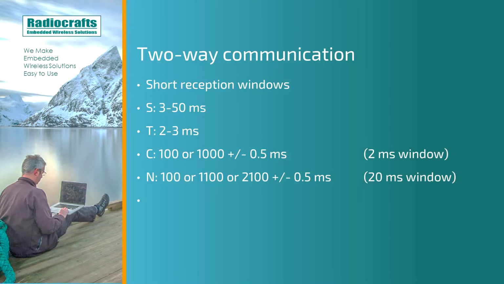In the C mode, the listening window is delayed either to 100 milliseconds or 1000 milliseconds, that is 1 second after the transmission. And typically the listening window is only 2 milliseconds long. In the N mode, we listen after 100 milliseconds or 1.1 or 2.1 seconds. This depends on the data rate used. The listening window is then typically 20 milliseconds.